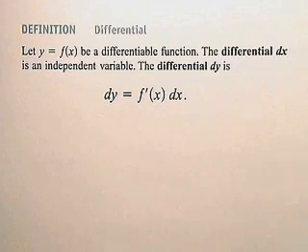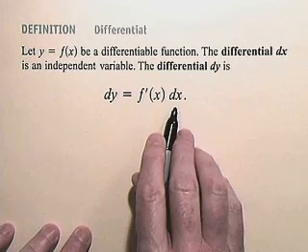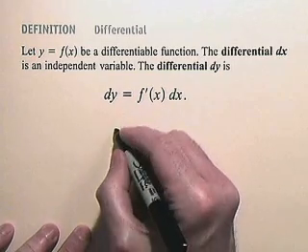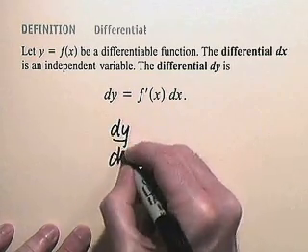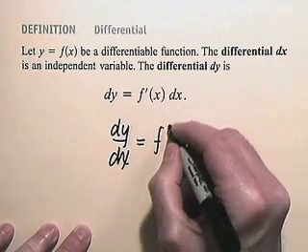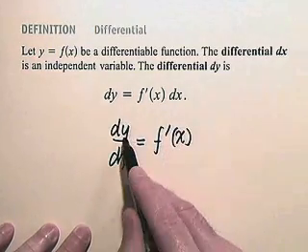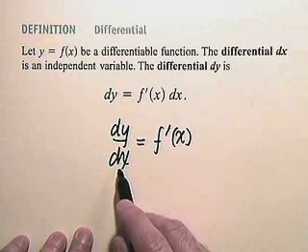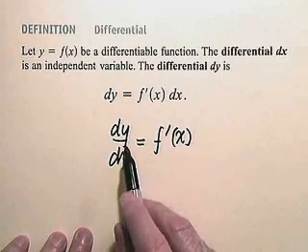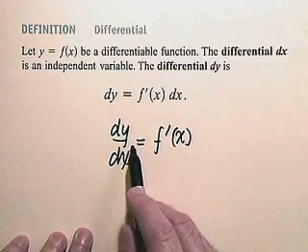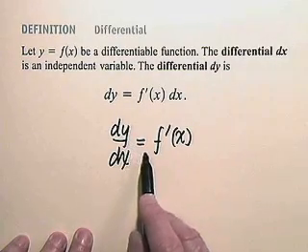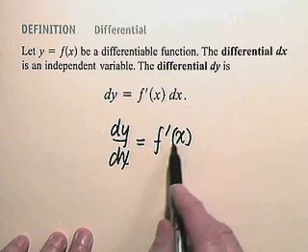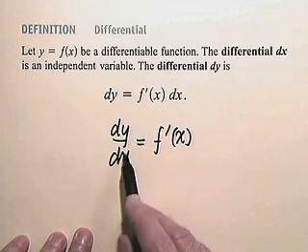Now, another thing to notice here is that in this equation, if I divide both sides by dx, I get the equation dy over dx equals f prime of x, and you can recognize dy over dx is the Leibniz notation for the derivative. So another way to think of the differential as arising is by taking this equation, which equates the prime notation of the derivative to the Leibniz notation.